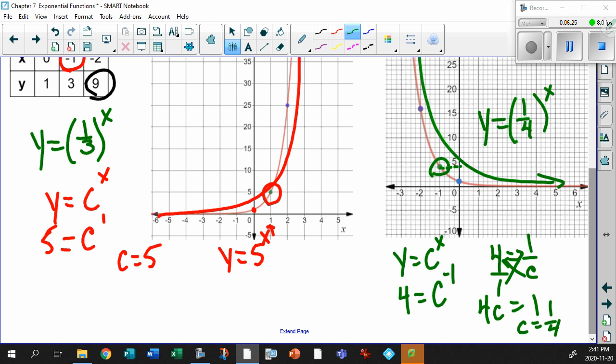Oh my goodness. Wow. Knowing a little bit about the rules of exponential functions, you can solve a lot of stuff now, can't you?